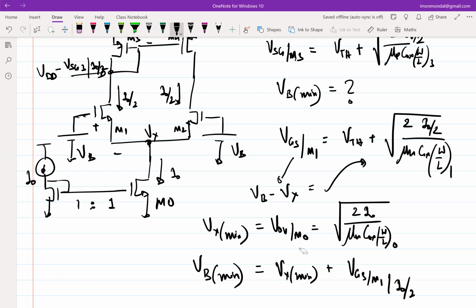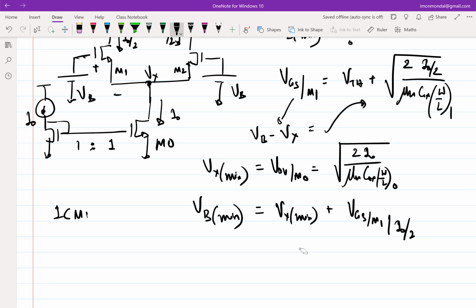Right? Okay, so there is a fancy term for this. It's called ICMR minus, rather, input common mode range negative. VB is obviously the input, and it's a common mode voltage because it has been applied to both terminals, both the gates of M1 and M2, simultaneously. And we are talking about how low it can go. We're talking about the negative side of the swing essentially. So it's called ICMR minus, right? So this is ICMR minus.